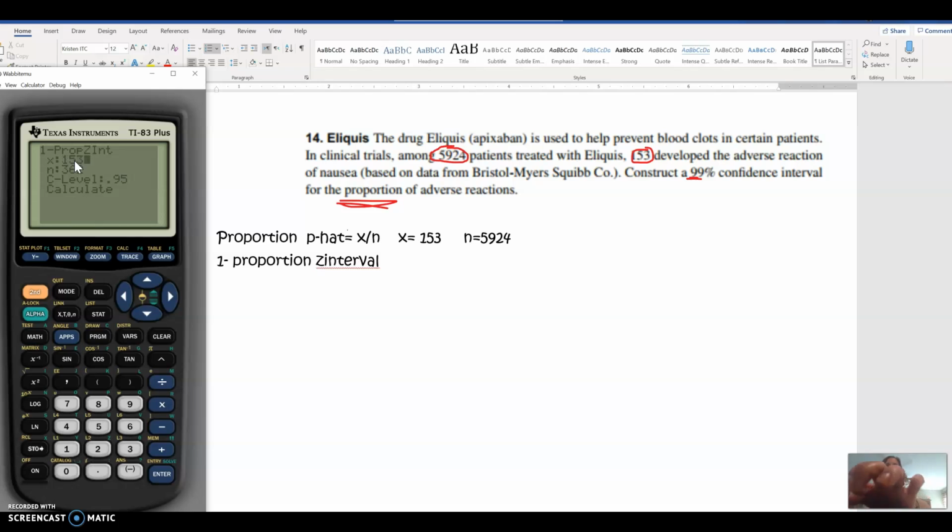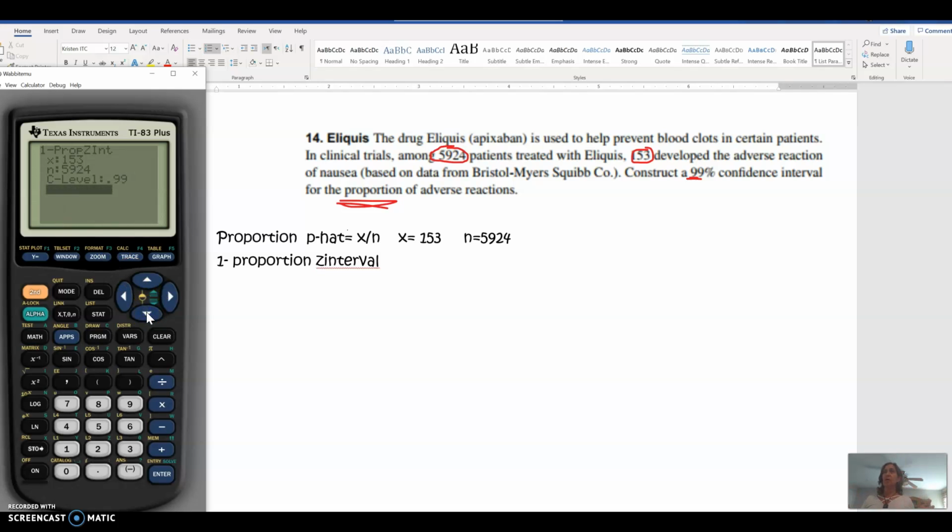So X in this case, the number of people that got sick, is 153. N, the size of the sample set, is 5,924. And now the confidence level they're asking me for is 99%, which as a decimal is 0.99. Then my calculator will go ahead and tell me what that interval is.